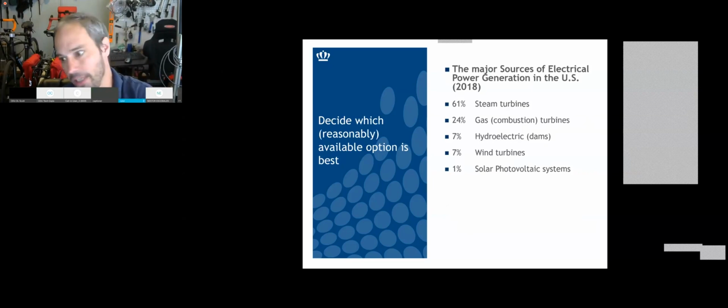Now I'm looking at powering an entire city, or in our lab, the thing can run about 5 light bulbs, so not that much. But let's look at it from a big city perspective. The two big choices are steam turbines and gas turbines. Hydroelectric, wind, and solar basically are just extra buffer into the system. It all gets fed into the grid, and then it gets to your houses.